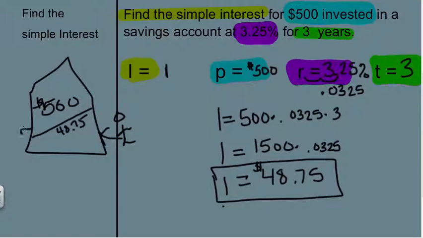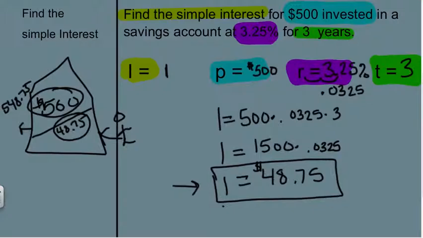I'm going to walk out of the bank with $548.75 because I get the money back that I put in, and I also get back this $48.75 that I earned in interest. The interest was just $48.75. So that's how much interest I earned, but altogether I get the $500 that I originally deposited as well.